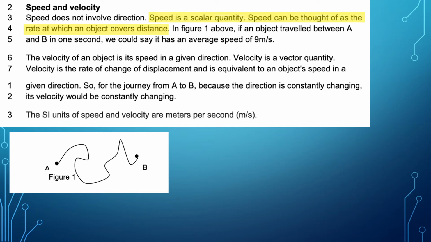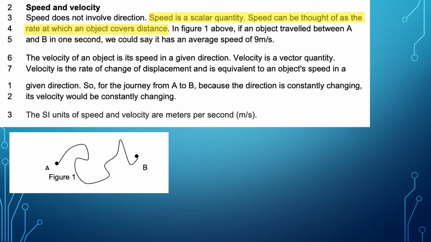But we know that speed is a scalar quantity, which means that it's just a number. It doesn't include a direction on where it goes, right? It's just how fast are you going. And speed can be thought of as the rate at which an object covers distance. Okay, so speed and distance are directly correlated there.